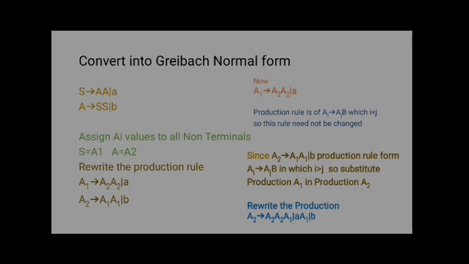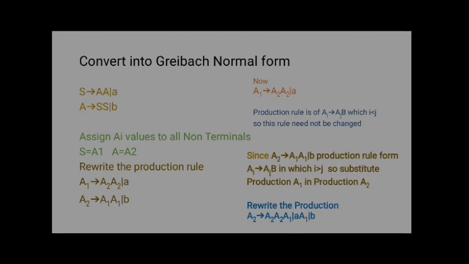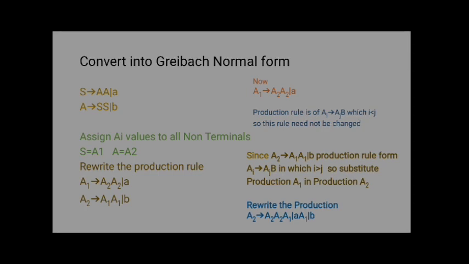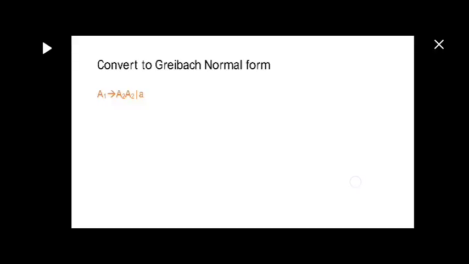Okay. So A1 has the production A2 A2 | A. So substitute these values in A2. When you substitute it, you will get A2 A2 A1 and A1, and A2 already has a B production. So write B as it is. So we will get three productions after substituting A1 in A2. After substituting A1 in A2, this production becomes like this. So we now have five productions.